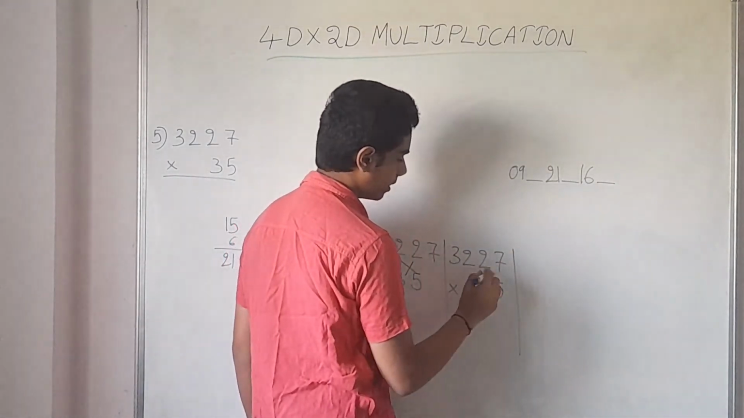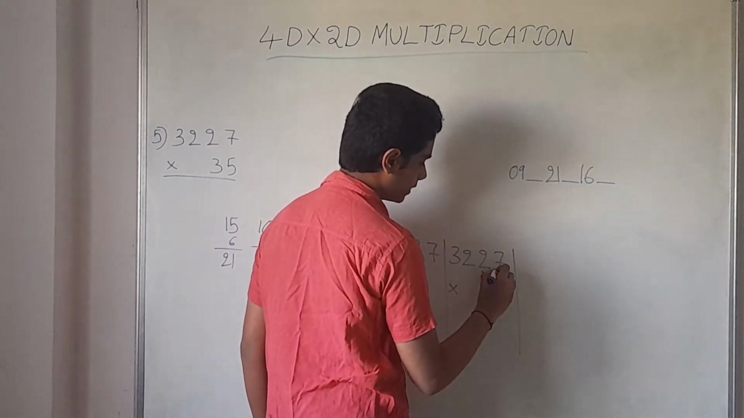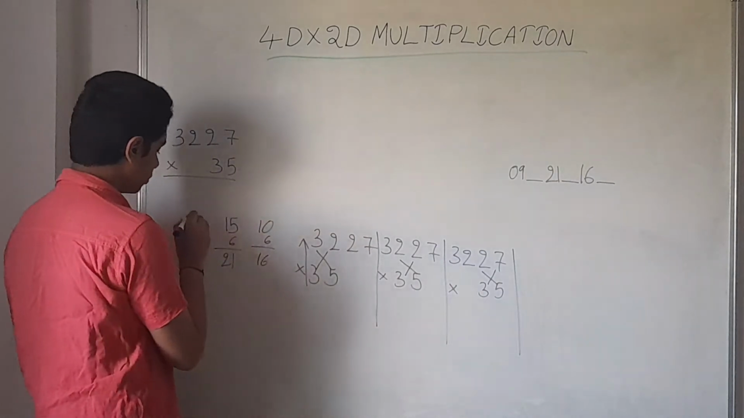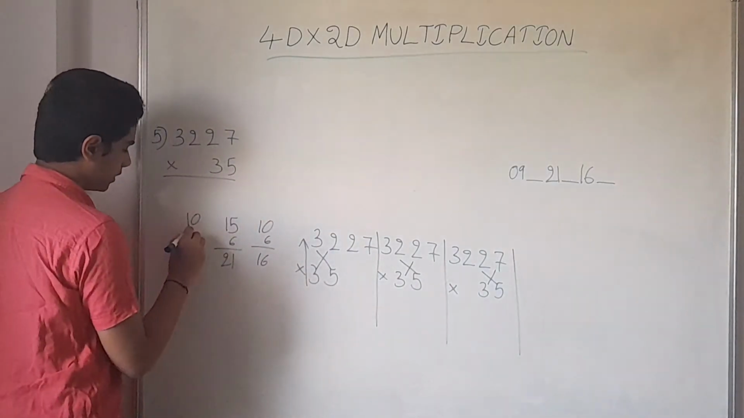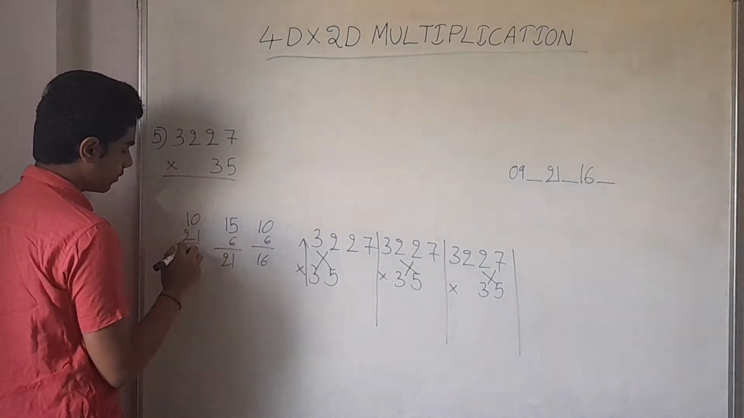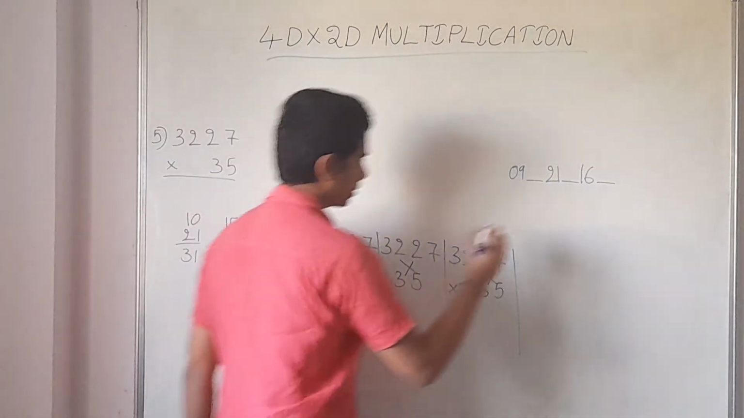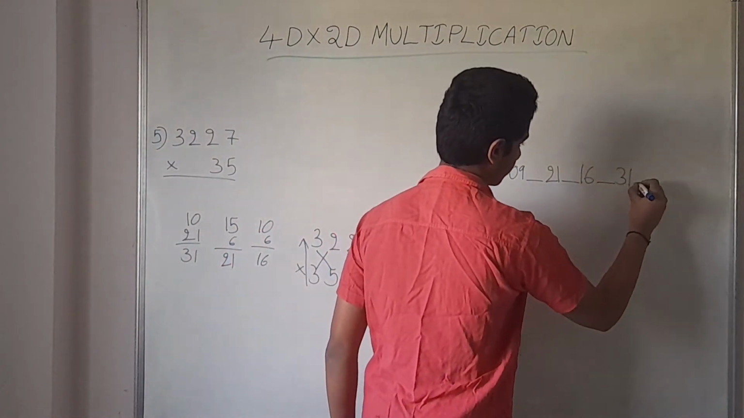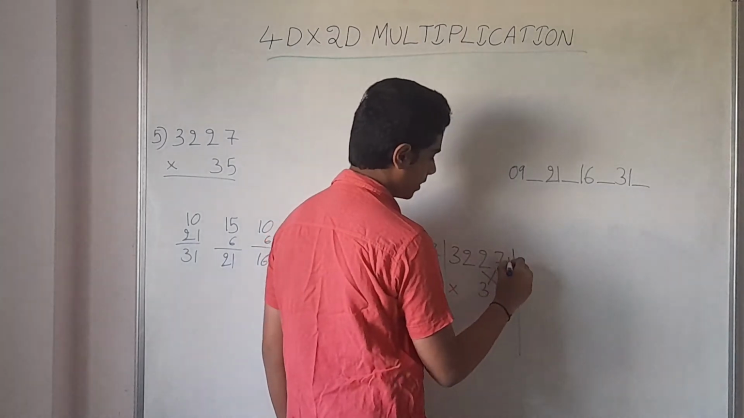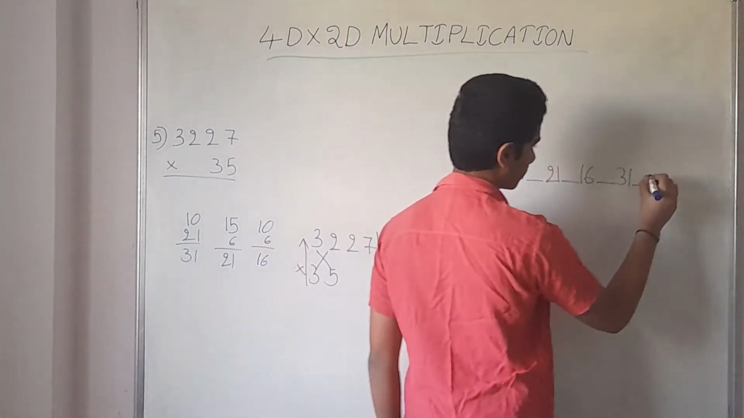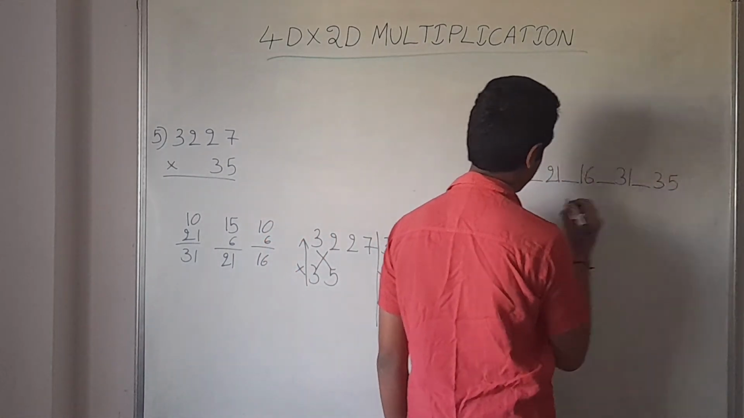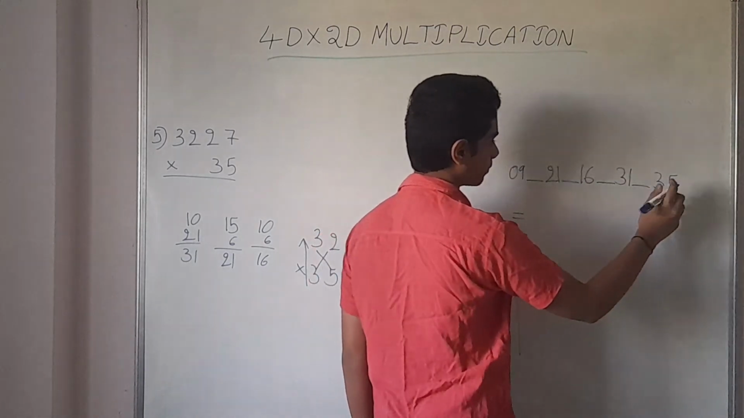Come to next part and multiply 5 into 2 plus 7 into 3. 5 into 2 is 10, 7 into 3 is 21. 10 plus 21 is 31. So write 31 and keep a dash. At last multiply 7 into 5. That is 35. Now we should add these all.